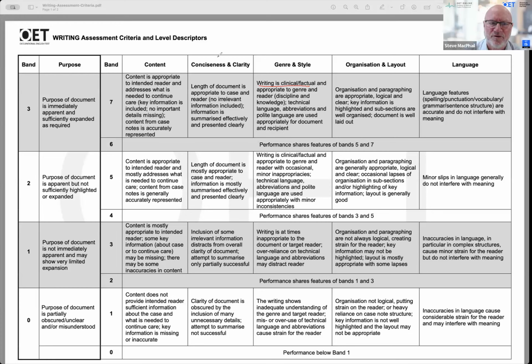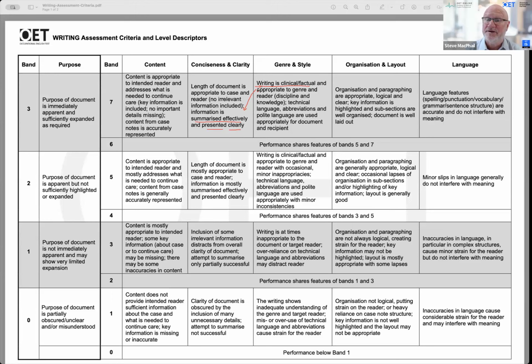And that brings us over to conciseness and clarity, right? So if we look here, length of document is appropriate to the case and the reader. No irrelevant information included, yes. But particularly length of document. How do you get a document to fit into that 180 to 200 words? Well, you need to be able to summarize effectively and present that information clearly. So again, we can see that's actually connected to writing in a clinical and factual manner.